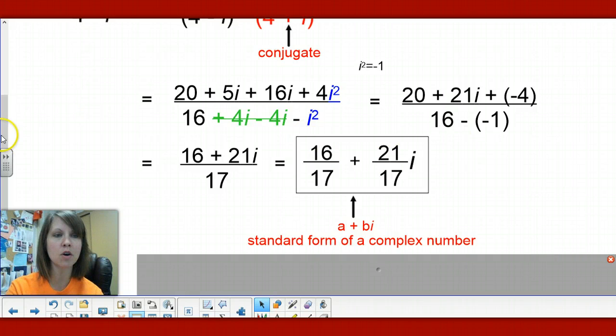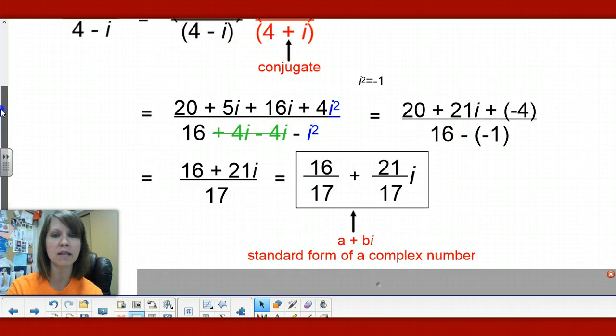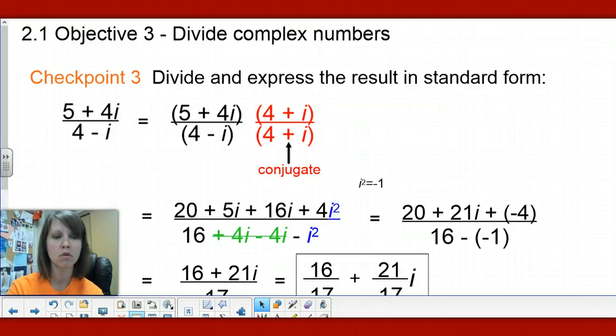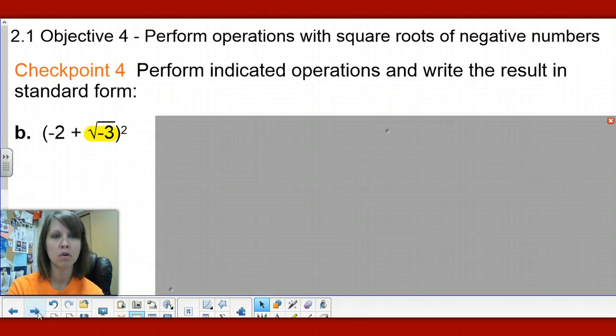Okay, let's go on to example 4. Objective 4, example 4, checkpoint 4. They don't always go together like that. We'll see that in this chapter. Know that you can pause this at any time. You can go back and listen to it again. It will be here our entire year if for some reason you needed to come back and get it.